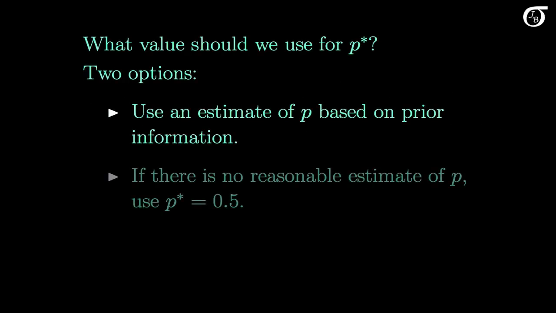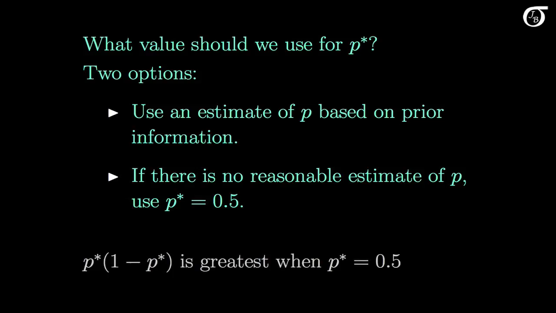What value should we use for p star? There are two main options. We may have an estimate of p based on prior information. We may have other samples from the population or some past experience that gives us a reasonable ballpark estimate of p. But if we don't have a reasonable estimate of p, we should use a p star value of 0.5. This is a conservative or worst case approach and ensures that the sample size is large enough regardless of what the real value of p is.